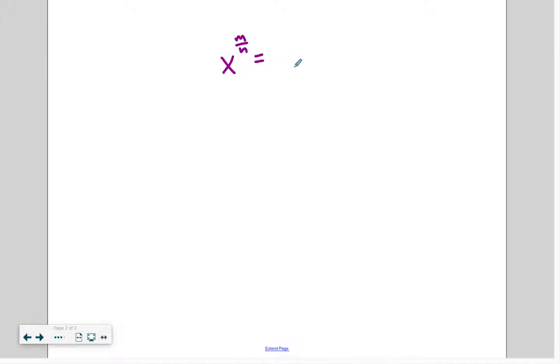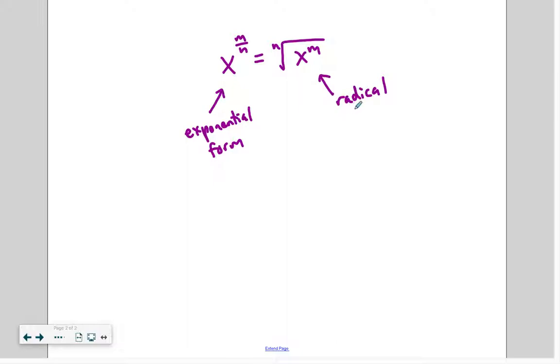Here we go. So I'm going to do the nth root of x to the m. This right here is called exponential form. That should make sense because we're indicating its value with the exponent. And this is called radical form. That swoopy symbol is the radical.